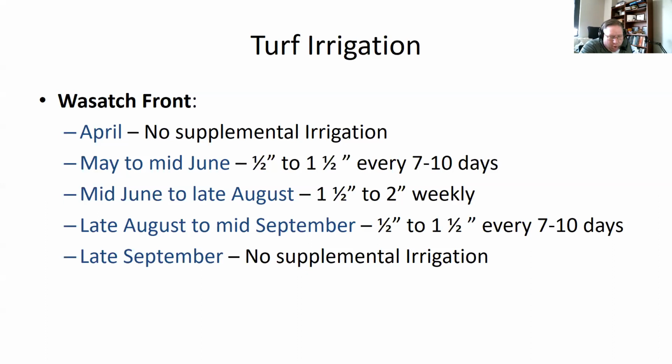So the amount of water you put down slowly tapers up and then back down according to the temperatures. From May to mid-June, when we're in the 70s and 80s, your lawn needs about a half inch to an inch and a half of water every 7 to 10 days. And you're sitting there saying, well, how long do I run my sprinklers?